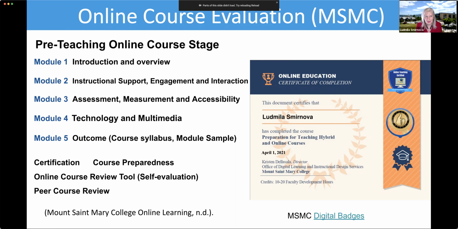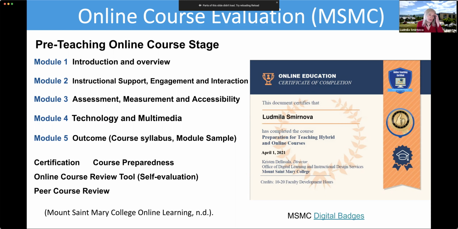The first module is introduction and overview, where professors check their technological readiness for the course, their understanding of teaching and what learning is about, how learning becomes active, and how to engage students in active learning. In module 2, there is a conversation about how to arrange the course from the point of view of teachers supporting students in learning, how to engage students in learning, and how to engage students in effective interaction.